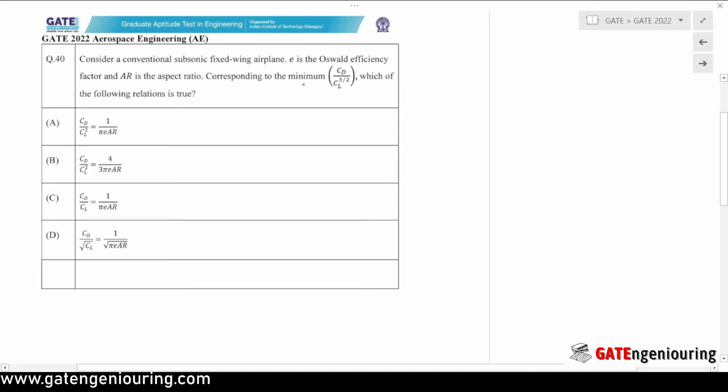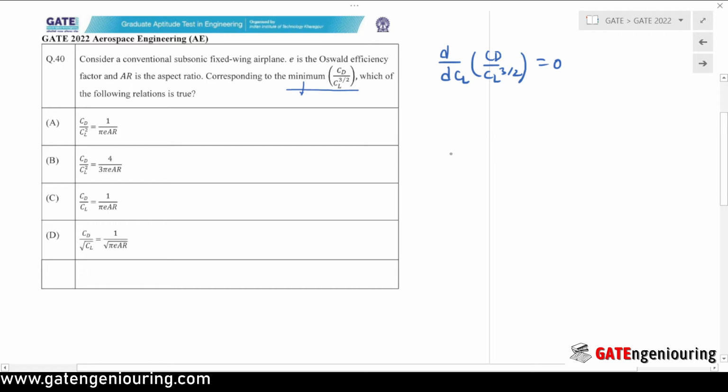Okay, so the condition is given for the minimum of CD upon CL power 3 by 2. Minimum means the minimum value is there. To find the minimum or maximum, we basically take the slope of the given parameter as 0, with respect to CL. So we will take its first derivative with respect to CL, equal to 0, of CD upon CL power 3 by 2.